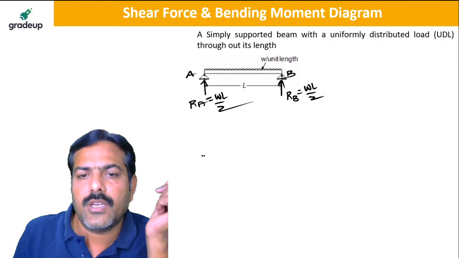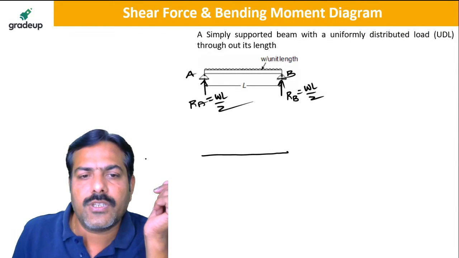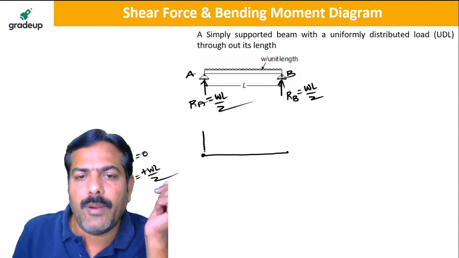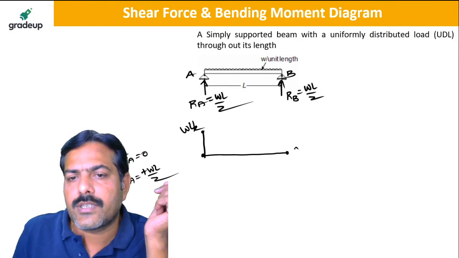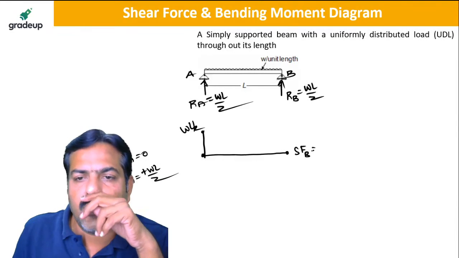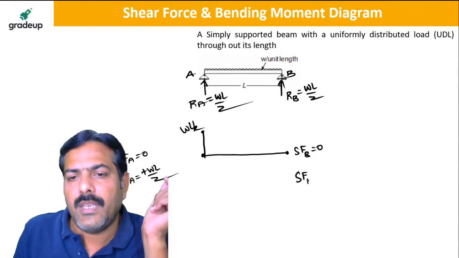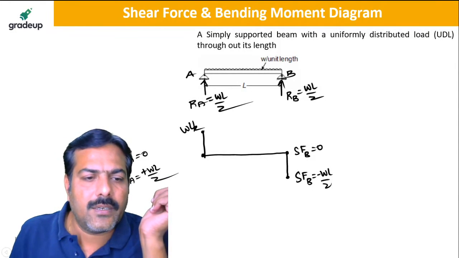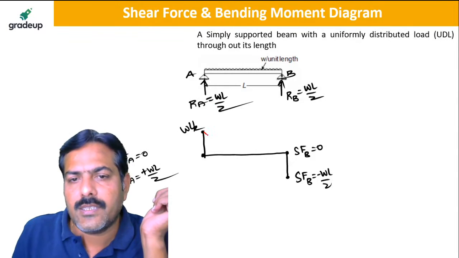So if I draw the shear force diagram, the SFD at A is equal to 0. Another value of SFD at A is equal to plus WL by 2. So it will vary from 0 to WL by 2. And here the shear force at B is equal to 0 and then minus WL by 2. You see that the shear force for UDL is linear.